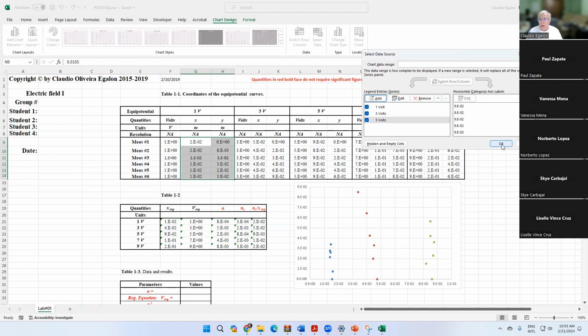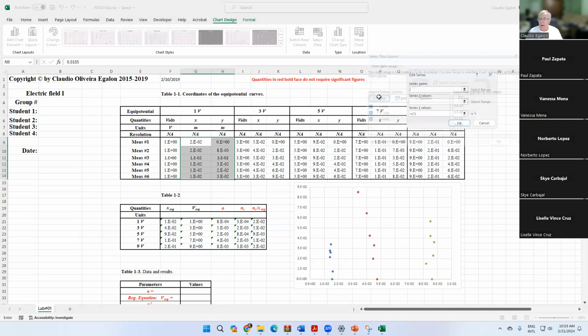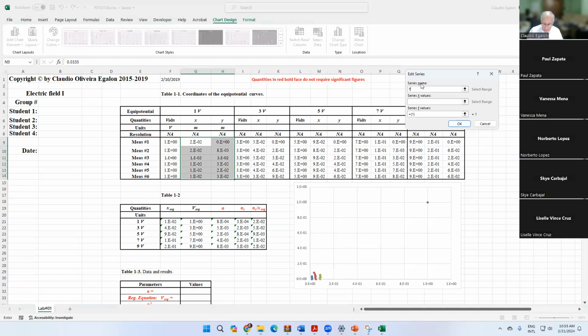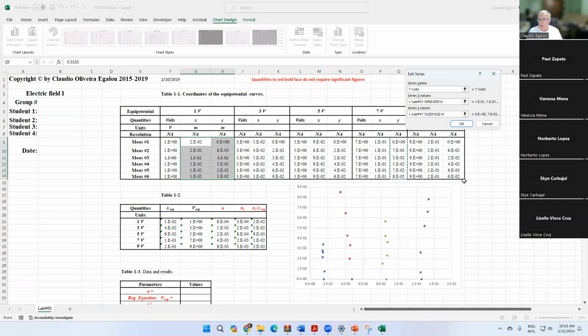You don't need to click OK. I prefer that you don't click OK now, but just keep on adding series, okay? 1, 3, 5 volts. Add. Now we're gonna go for 7 volts. X value for 7 volts. Get rid of this equal 1, Y value for 7 volts. And then here you go, my other equipotential.